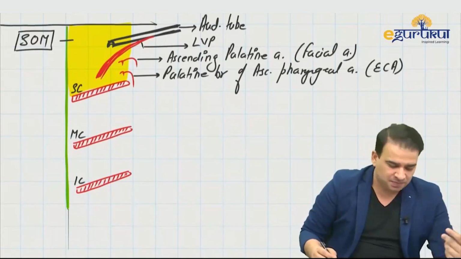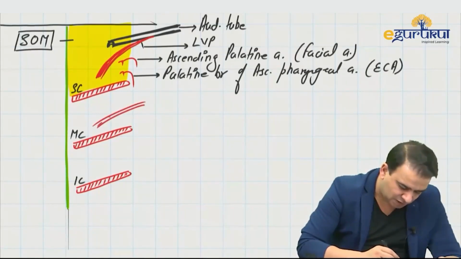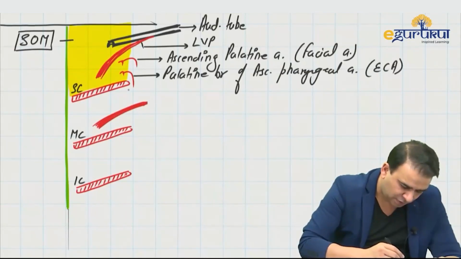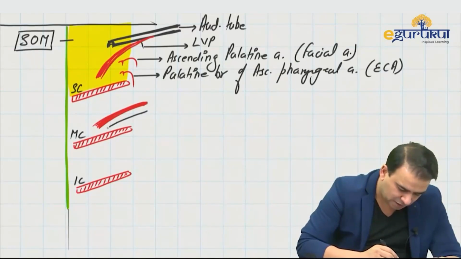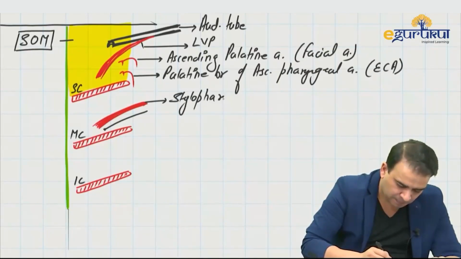The rest of the spaces, you know. Between superior and middle constrictor, the muscle is what? Stylopharyngeus, coming from the styloid process, and its nerve is the glossopharyngeal nerve.